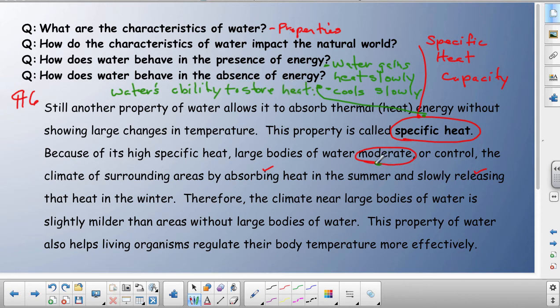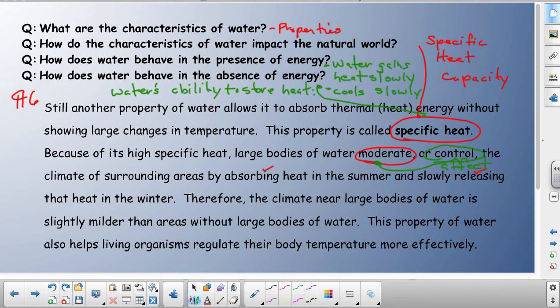Okay, what does it mean to moderate? Well, to moderate means to control, to affect something. And in this case, the water stays at a steady temperature, say the ocean water, so the air temperatures won't change as much, and the climate won't change as much in coastal regions. So that's what moderate has to do with.